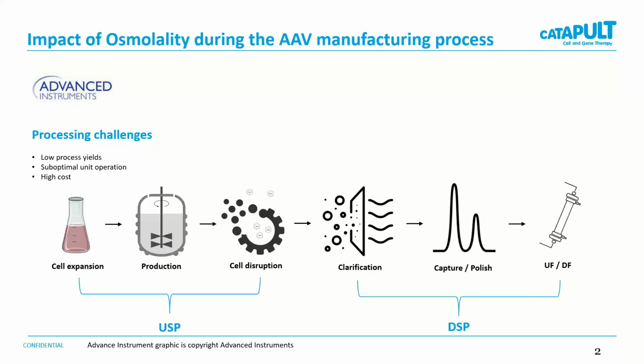So here on this slide, you can see a generic process for AAV manufacturing, where you start with your cell expansion, you then go into a stir tank bioreactor for production. And then finally, for the upstream, you have to disrupt the cells in order to release your AAV. You can do that with a chemical lysis, for example. And then you go to the downstream, where you can do clarification, then followed by capture, polish, ultrafiltration, and diafiltration. Today, I'm going to focus mainly on the upstream, but I will also talk about the impact it can have on both upstream and downstream.